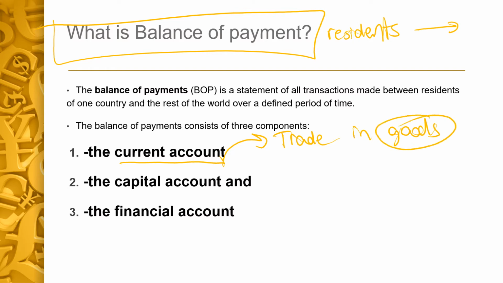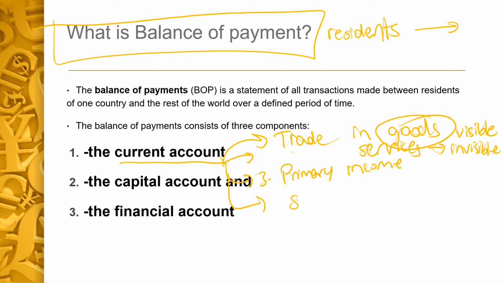which means, since I'm talking about goods, and it was explained before, I'm talking about visible or tangible goods. The second one would include the trade in services. And when I'm talking about services, it means it is invisible. And the third thing would be the primary income. And finally, the secondary income, or I can call it current transfers.